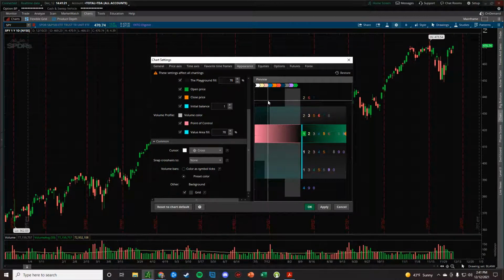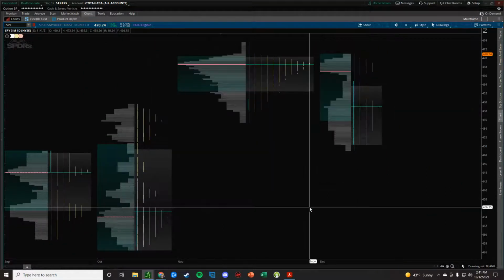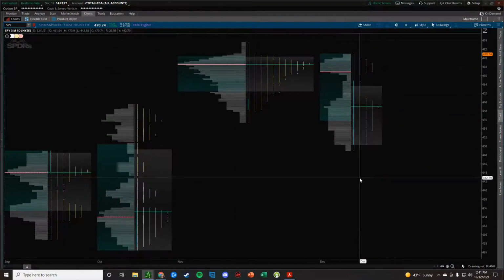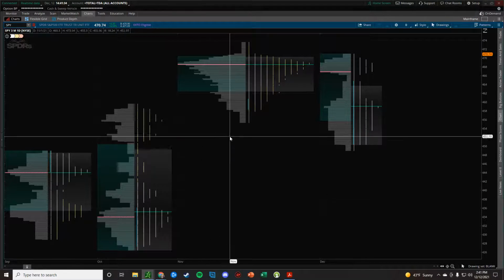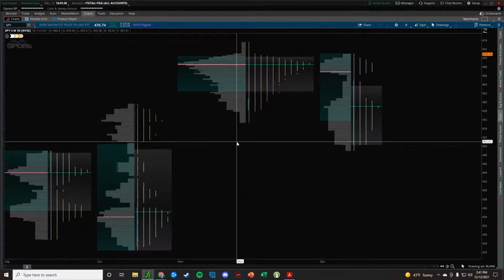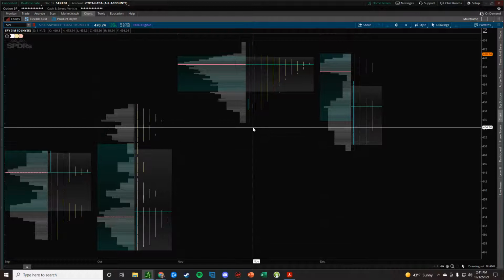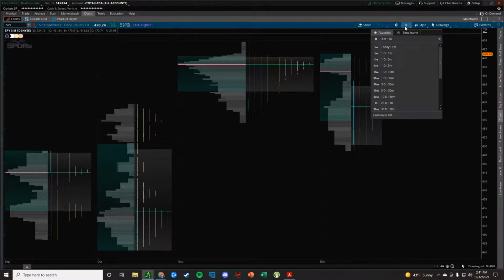All right, we're ready to go ahead and hit apply. And boom! Look at that. Everything changes. Now we have what's called a TPO chart, or what TOS likes to call them is the monkey bar or monkey bar profile. The next thing that we're going to do before I start explaining everything that we're seeing here is we're going to go up to our time frame, and we're going to make sure that we're on a 30-minute time frame.